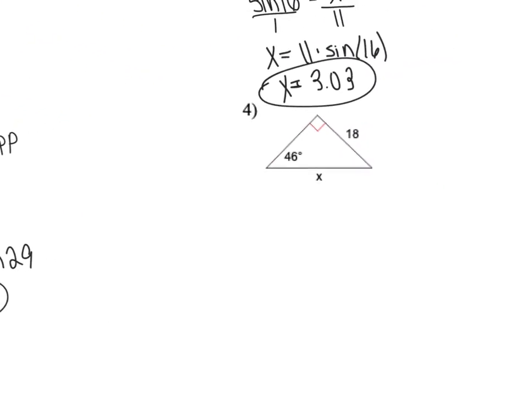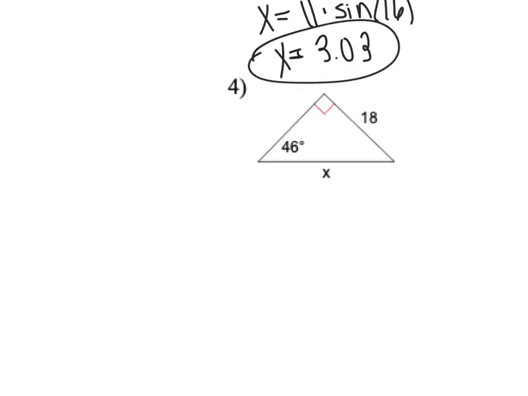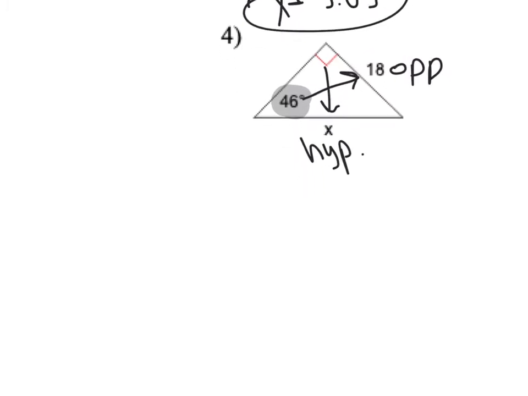Last one over here. It almost looks like a 45, 45, 90 triangle, but it's not because it's 46 degrees. So identify our angle here, 46. Opposite of it is 18. And the hypotenuse is always across from the right angle, so we have hypotenuse. So I'm going to have the sine of 46 equals opposite, which is 18, over hypotenuse, which is x.